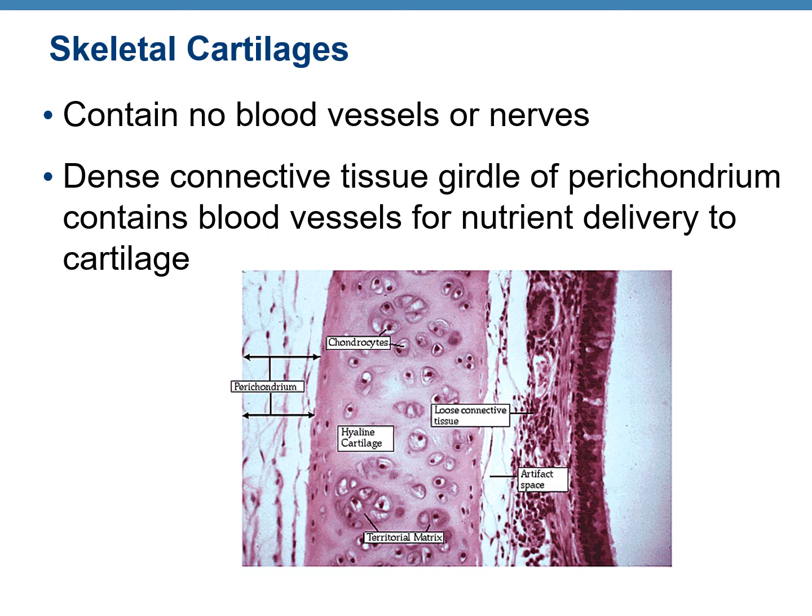Cartilage also has a covering that we call perichondrium, a dense connective tissue girdle, shown over here. This is the structure that contains blood vessels for nutrient delivery to cartilage. So we do have blood vessels and nerves in the perichondrium, and no blood vessels, no nerves inside the cartilage itself.